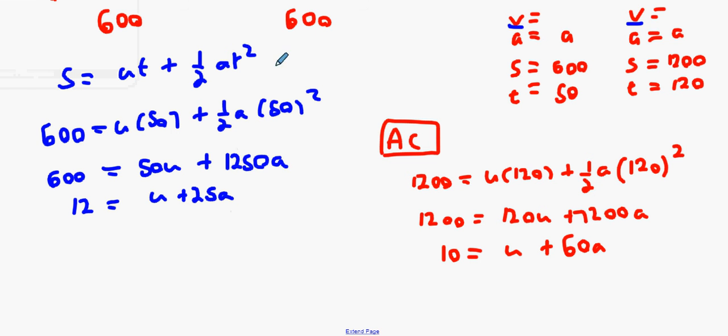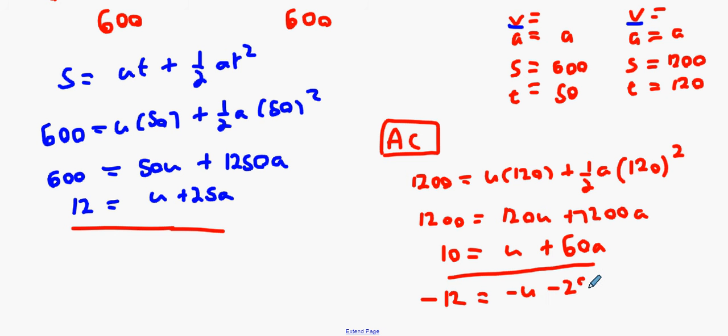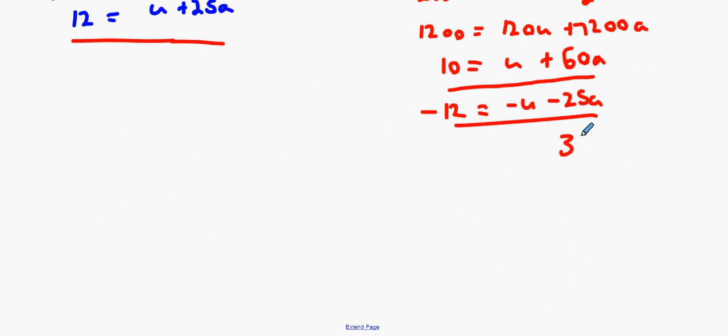Now, everybody see a standard simultaneous equation, yeah? I'm just going to give you the answer for the two standard simultaneous equations. Actually, they're fractions, so I won't do that. Alright, I'll take away the bottom one. Minus 12 equals minus u minus 25a. We're going to get 35a equals minus 2, and then a equals minus 2 over 35.